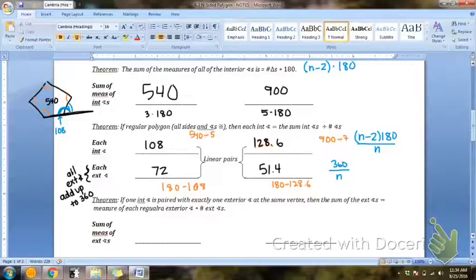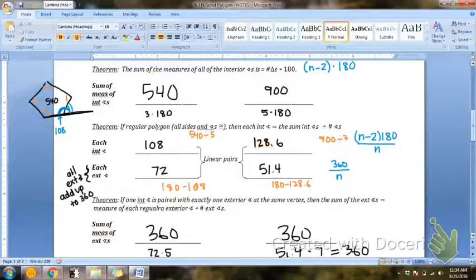If you take all the exterior angles, they're always going to add up to be 360 no matter what. So if you did 72 times 5, you would get 360. If you do 51.4 times 7, you get 360 as well. Okay? So all the outside angles always add up to be 360 degrees, no matter the size or shape. So that's what your theorem there at the bottom says. If a polygon is convex, then the sum of the measures of all the exterior angles is always equal to 360. So that's your blank there, is 360.